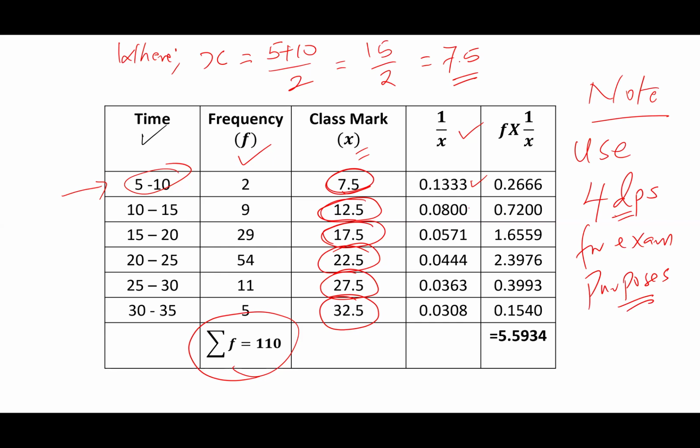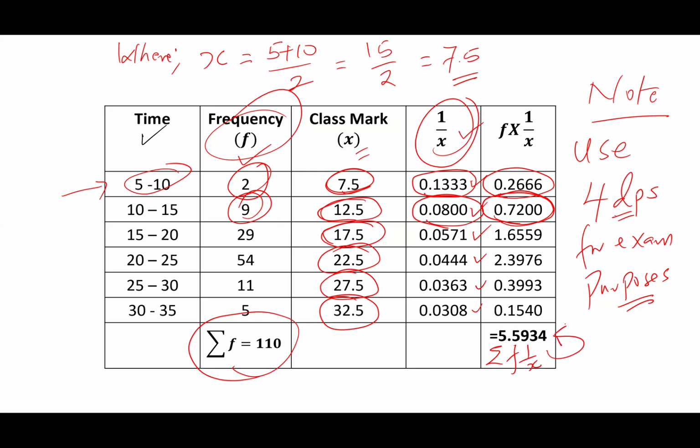Then 1 over 12.5 is 0.0800. 1 over 17.5 is 0.571. 1 over 22.5 is 0.0444. And that. So after getting your 1 over x, you multiply 1 over x and f. So 2 times 0.1333 gives us 0.2666. 9 times 0.0800 gives us 0.7200, and so on. And then at the end of the day, this figure here is the summation of f times 1 over x. That is ideally what we are supposed to get.